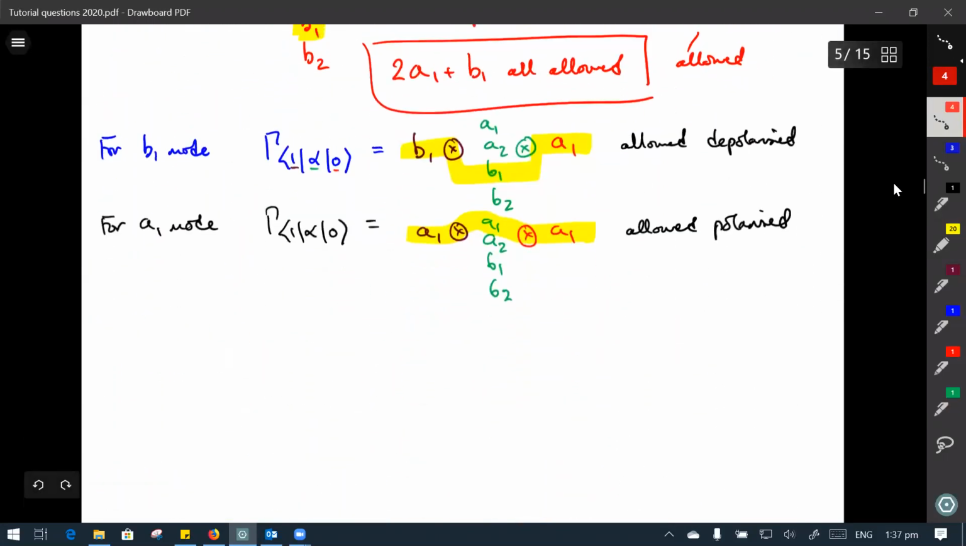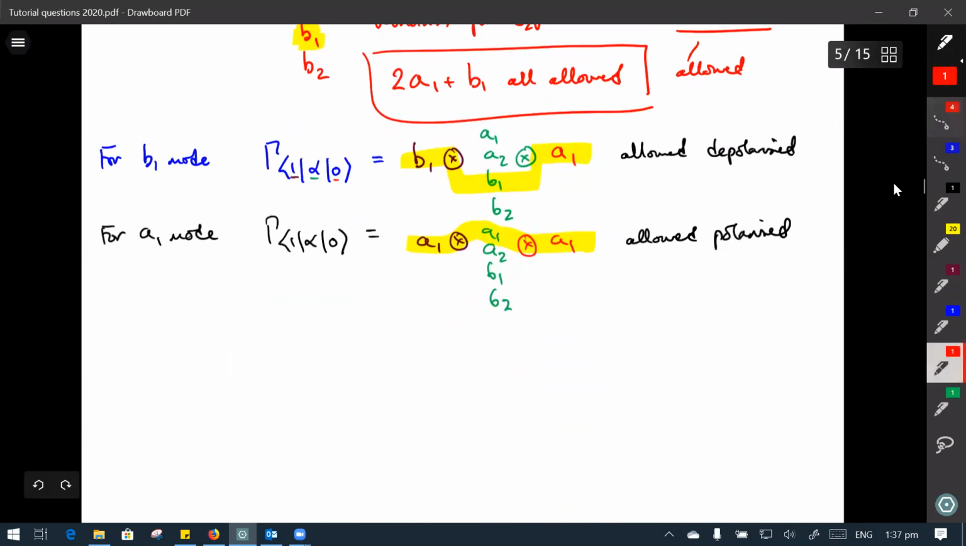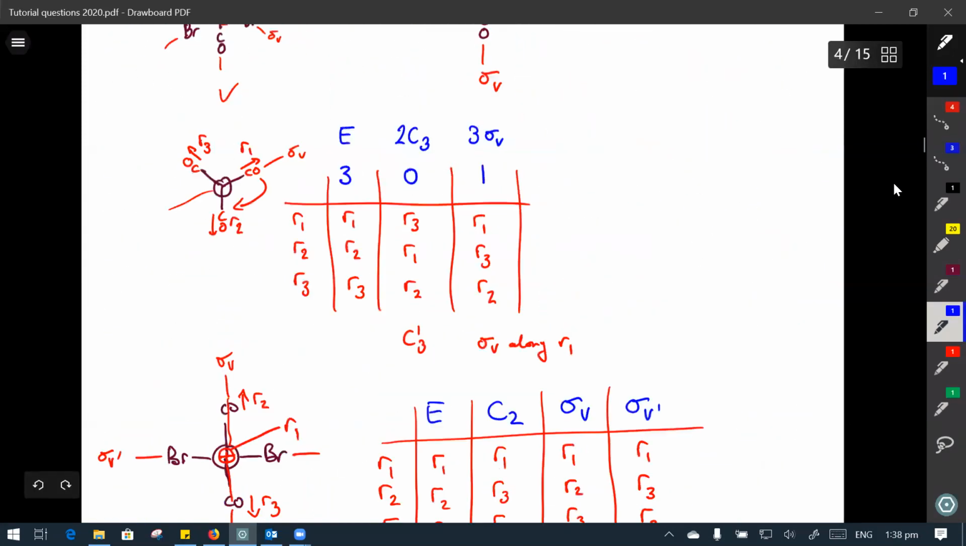So this one here is allowed and polarized because this is the totally symmetric symmetry species. This is the diagonal part of the polarizability tensor, and this one's not because it's the off-diagonal part of the polarizability tensor. So the issue of polarization is a wee bit more complex in Raman spectroscopy, and I think we really just scratched the surface of it, which is fine. It's totally okay for what we're trying to do. Okay, so let's move on.